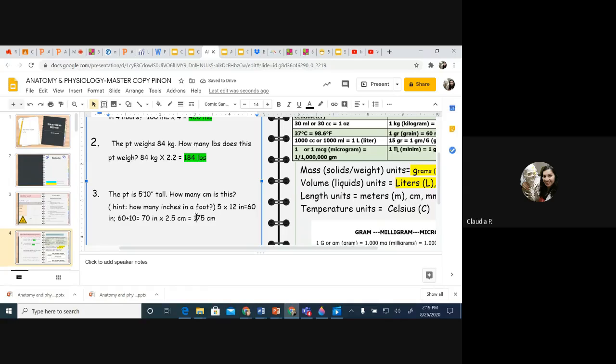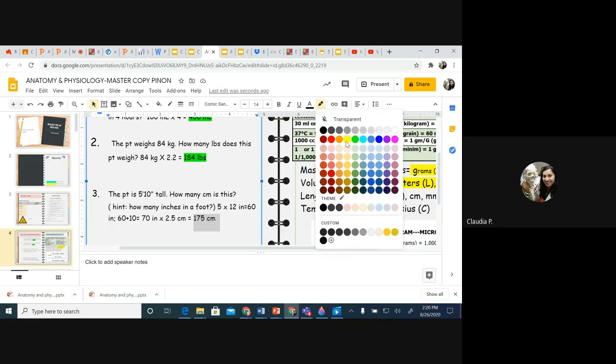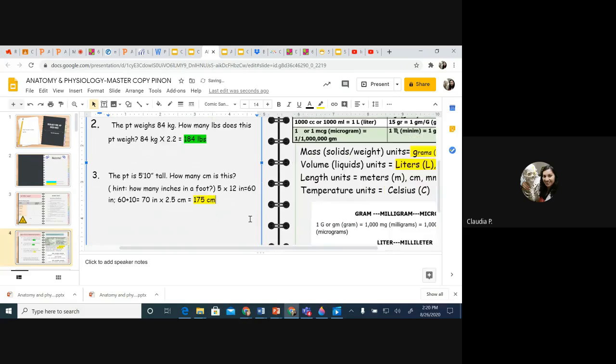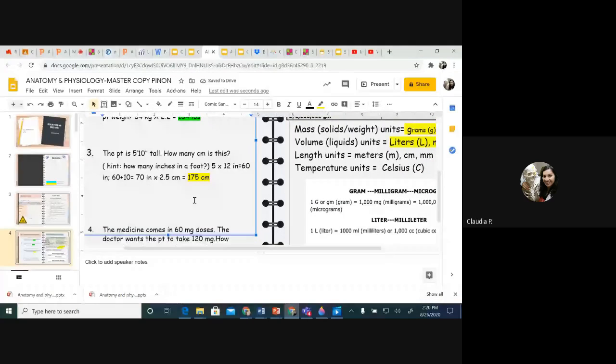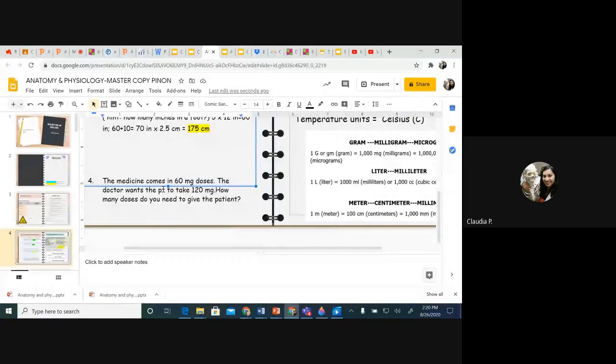A lot of this math, I know in chemistry, with stoichiometry, you were going from one unit to another, and there were a lot of formulas and things that you had to apply. But for our purposes, we're just doing very basic math. Multiply, divide, understand units. And then for the last one, very simple. The medicine comes in 16 milligram doses. The doctor wants the patient to take 120. So in this case, we divide 120 by 6. So the patient needs two doses to get to 120.